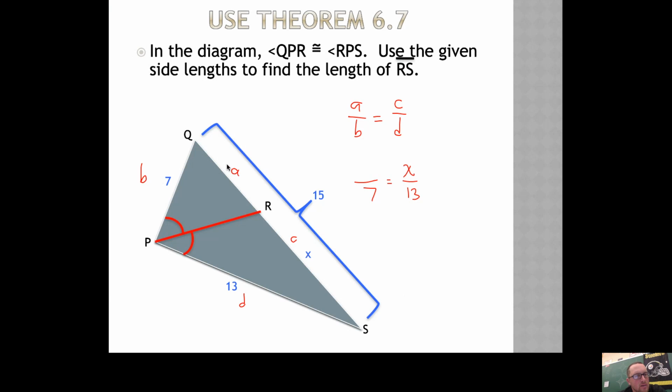Well, what's this then? It's 15 minus whatever X is, right? If this was 8, 15 minus 8 would give you 7. So you don't want to use multiple variables, obviously. If this is X, this is going to be 15 minus that because the whole thing's 15. Here's a proportion that we're going to solve. 7 times X equals 13 times the quantity 15 minus X.